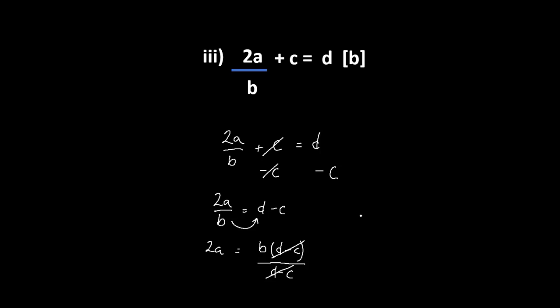Okay, so we can then say, sorry, we also have to do that on this side, divide by D minus C. So whatever you do on one side, you've got to do on the other side. So then we're now just left with B. So B is then equal to 2A divided by D minus C.